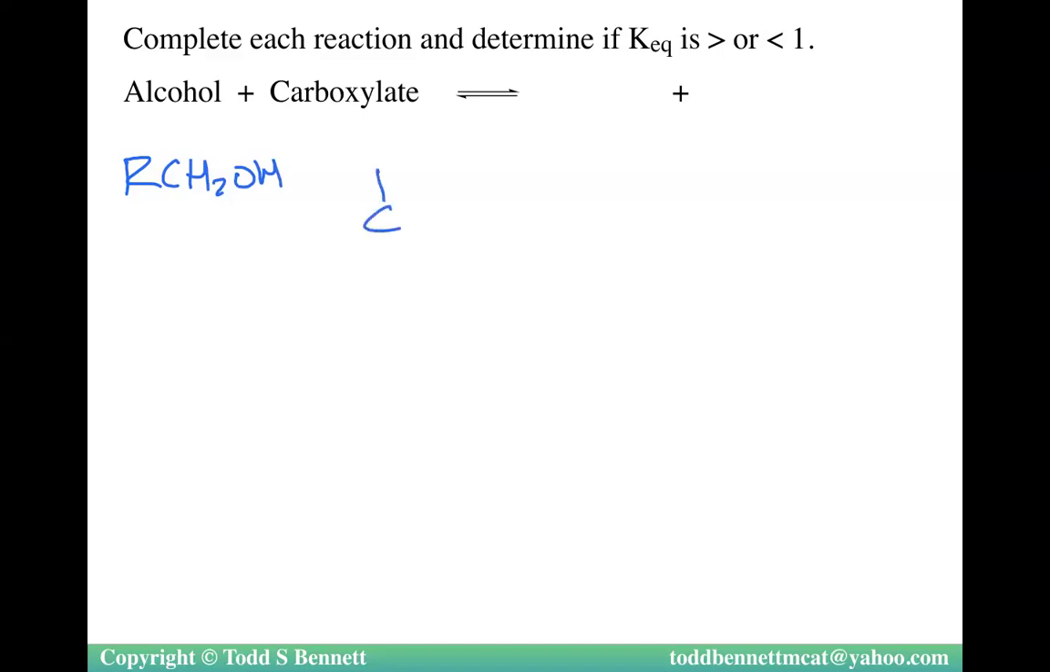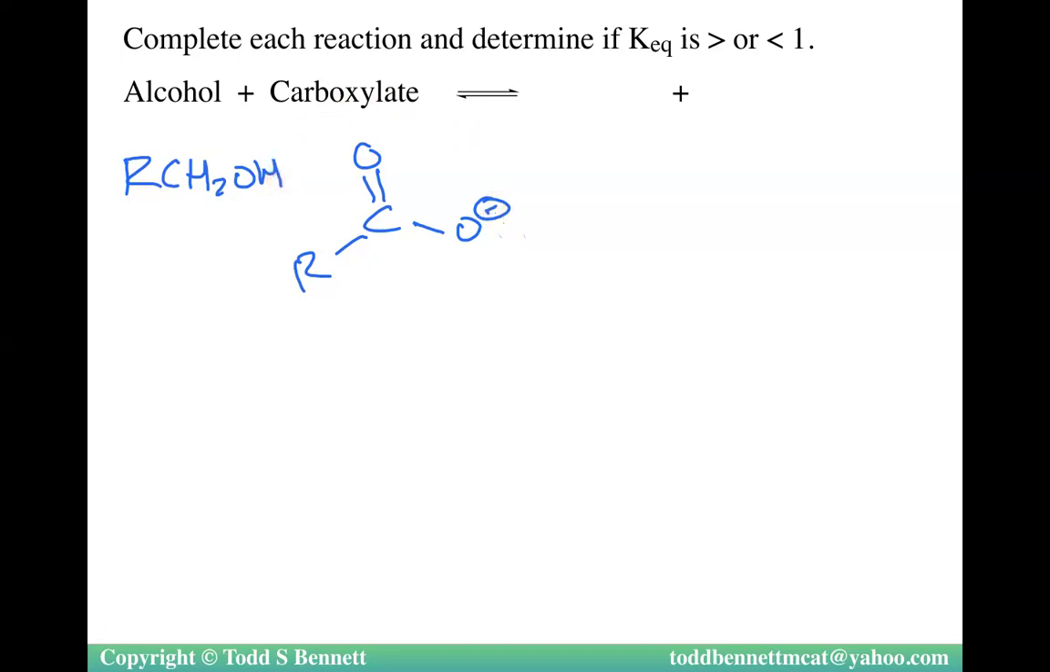Okay, so now I have to determine if K equilibrium is greater than or less than 1. So, alcohol and a carboxylate. I don't know what those things are, so let me see if I can remember. Alcohols, I believe, are the ones that have an OH. Carboxylic acids also have an OH, but they're not asking for a carboxylic acid. They're asking for a carboxylate. So instead of the H, it's got a negative charge. Okay, so when it reacts, this negative is going to pick up that H.